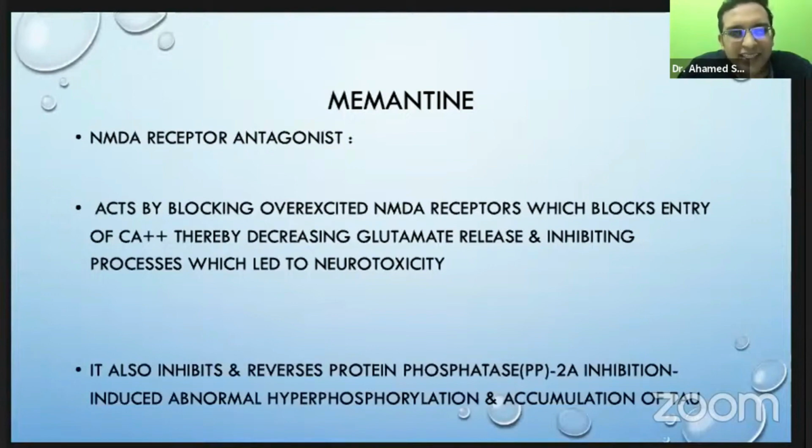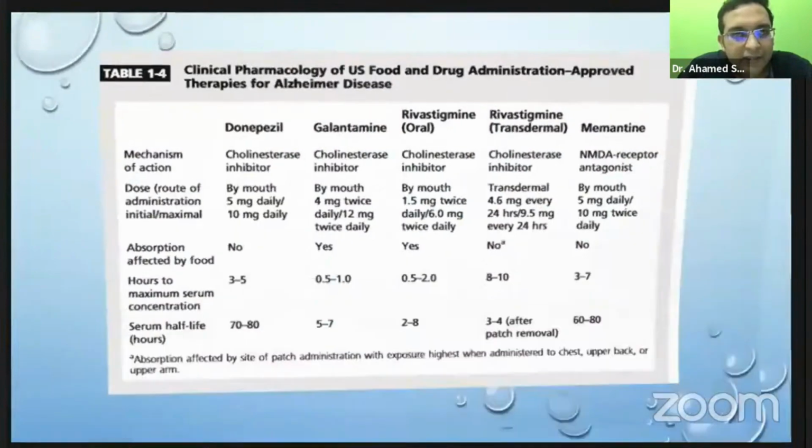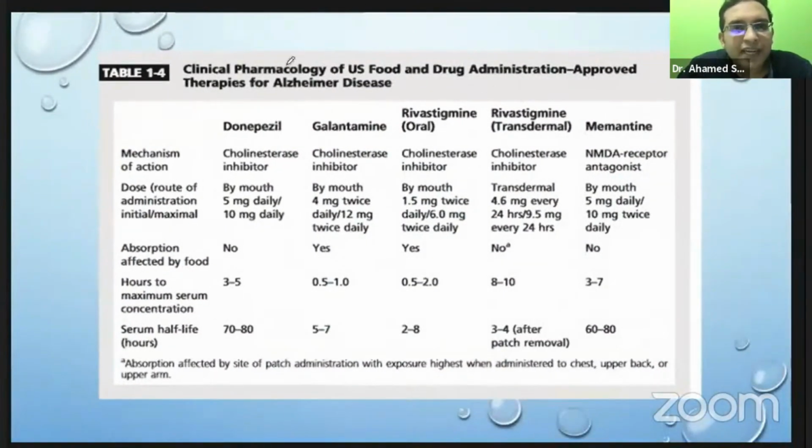So glutamate release, the glutamate excitotoxicity. So try to remember this table. It's a short table. Any questions can be asked, especially in institutes. If a question regarding treatment in this is to be asked, it can come from this table.